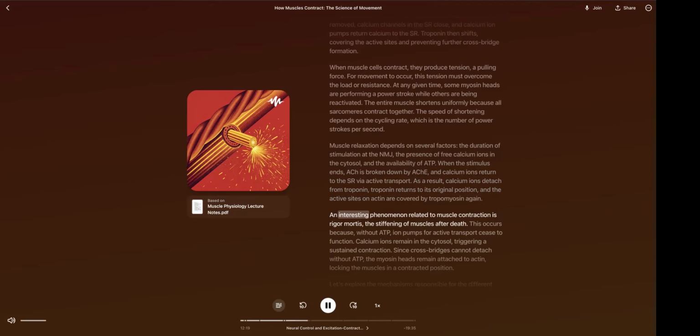An interesting phenomenon related to muscle contraction is rigor mortis, the stiffening of muscles after death.